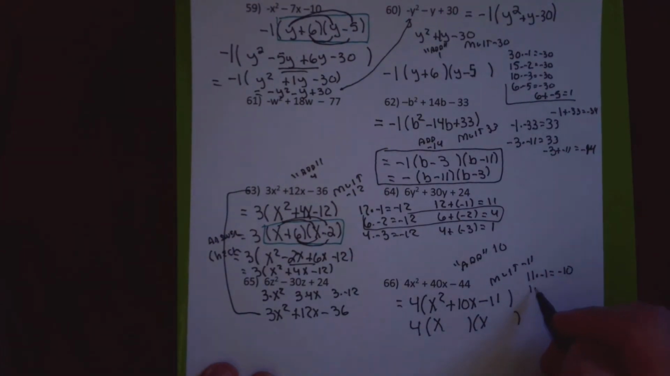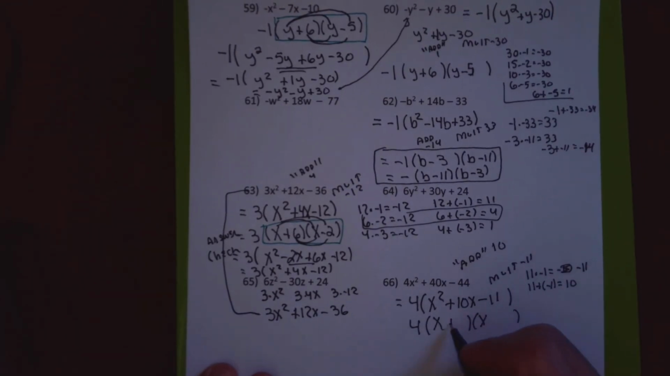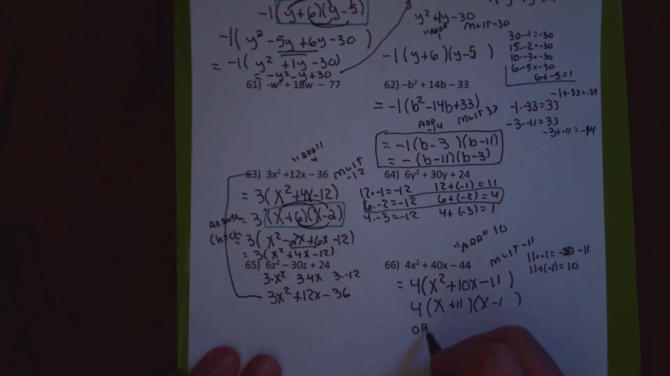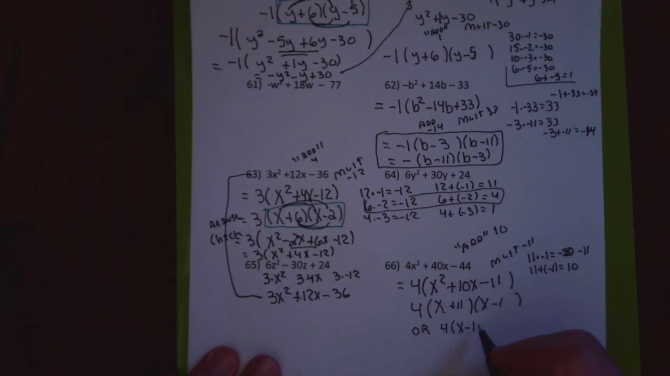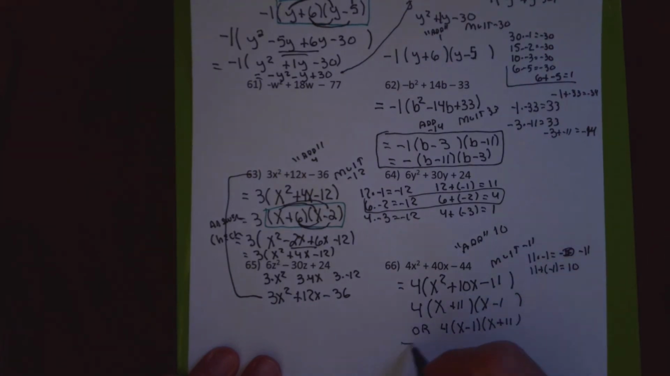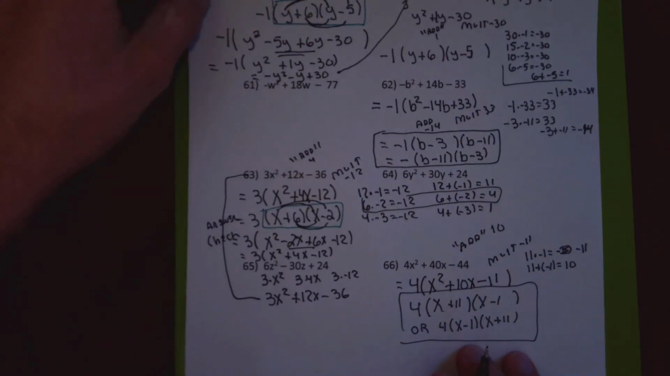Let me add those. That's 11 plus negative 1. That's really the same as 11 minus 1. Those multiply to negative 11, and that's 11 minus 1, which is 10. So the numbers positive 11 and negative 1 are the numbers that belong in my parentheses. And the common factor I usually always write first, although I guess you can write it second or third. It would look weird to me. But the parentheses can flip-flop. So that's perfect for 66. 65 should work similarly.